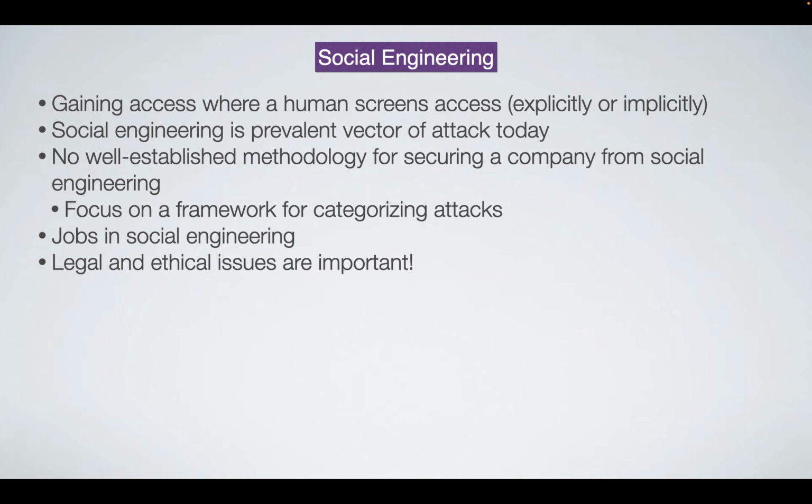So social engineering is basically still an attack. The adversary wants to do something, but there's a human, whether explicitly, like whether they realize it or not, sometimes it's just implicit, that's trying to screen access. So the attacker can't just go and do what they want, but if they can compromise a human, then they can actually get what they want. And that process is called social engineering.